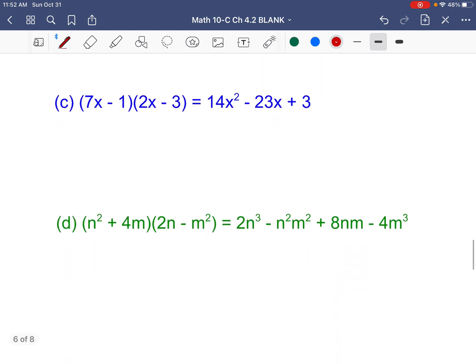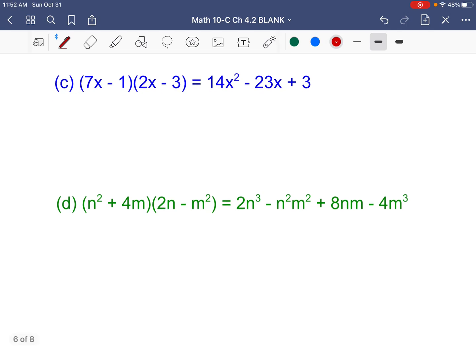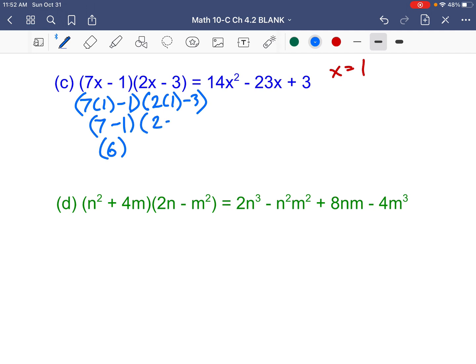Now I know I did that kind of quickly. So let's slow down and do this one here. Now, as I said, you can make x or y or z or b or a, any number you want. I like 0 and 1 because they're pretty straightforward. I'm going to do 1 again because I can. So this is 7 times 1 minus 1, 2 times 1 minus 3. 7 times 1 is 7 minus 1, that is 6. 2 times 1 is 2, minus 3, that's minus 1. 6 times minus 1 is minus 6.